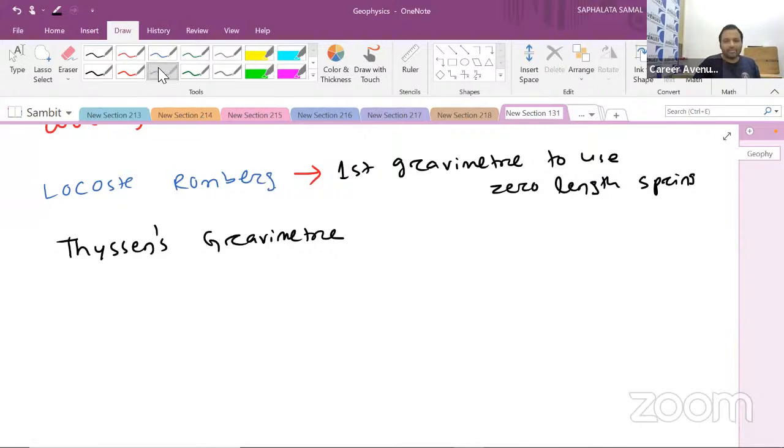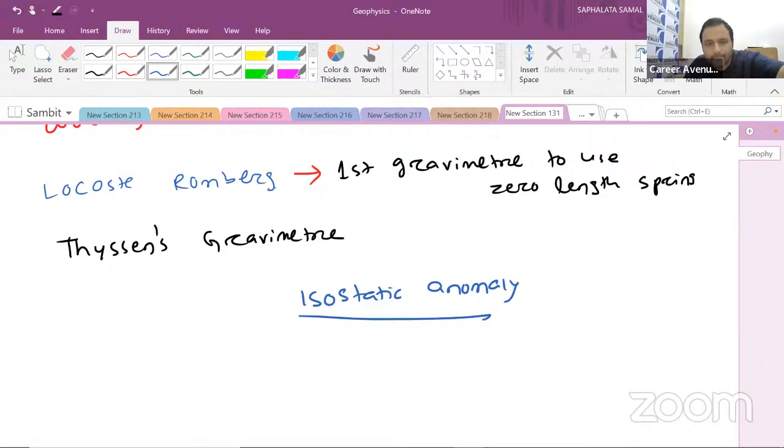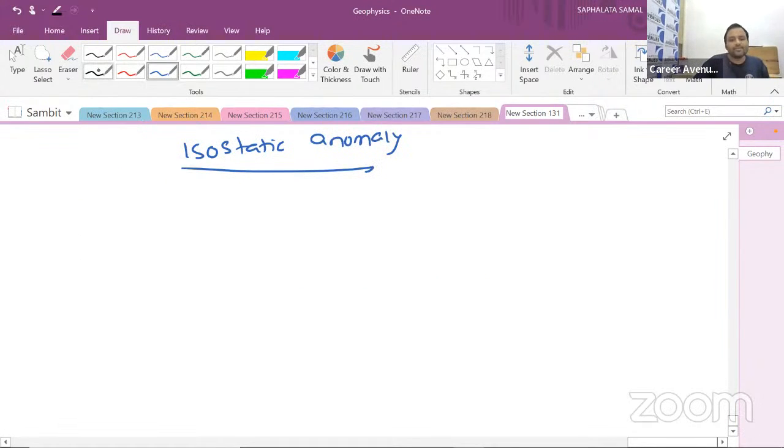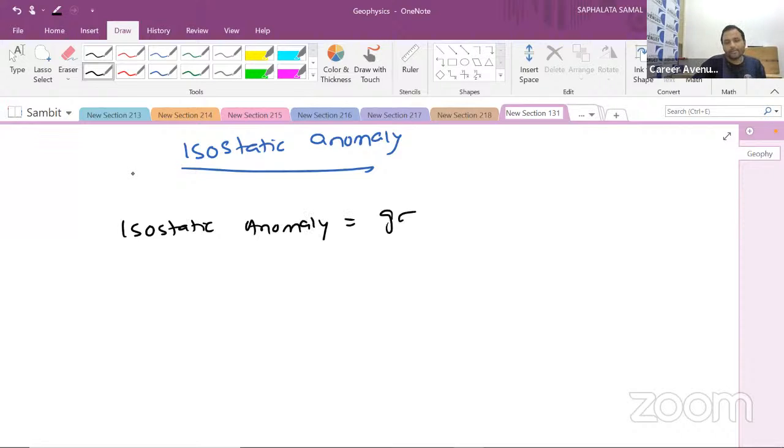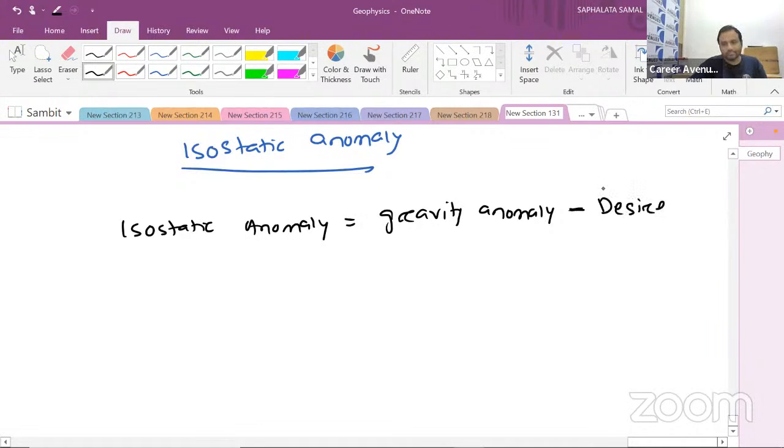The last part in the gravity chapter would be our isostatic anomaly. The isostatic anomaly is given as the gravity anomaly minus the desired effect of the root. We will explain this thing.